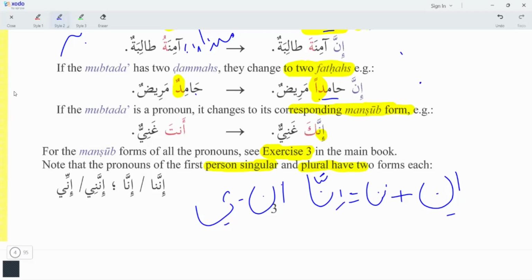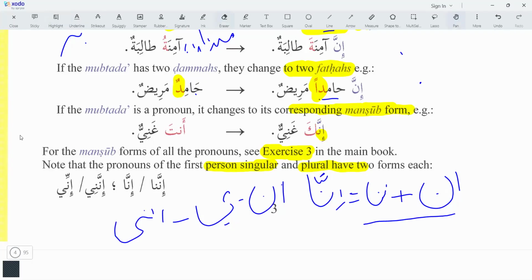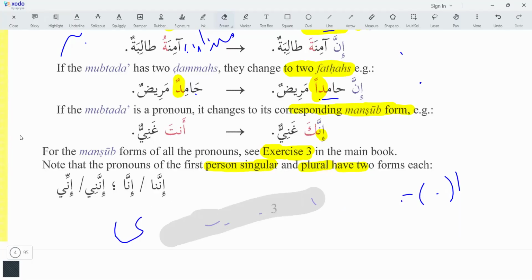These two nouns, we write them together and give them a shadda. So it becomes innā. The second is inna and ya mutakallim, so it becomes inni. This is the first form. Second is إنني. We use a noon wiqaya for the first person.